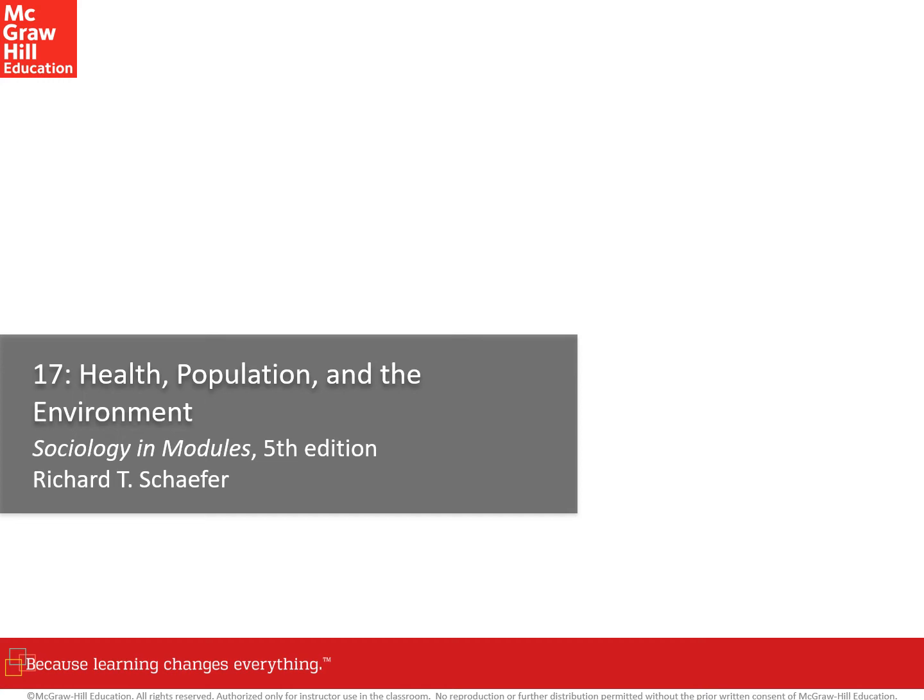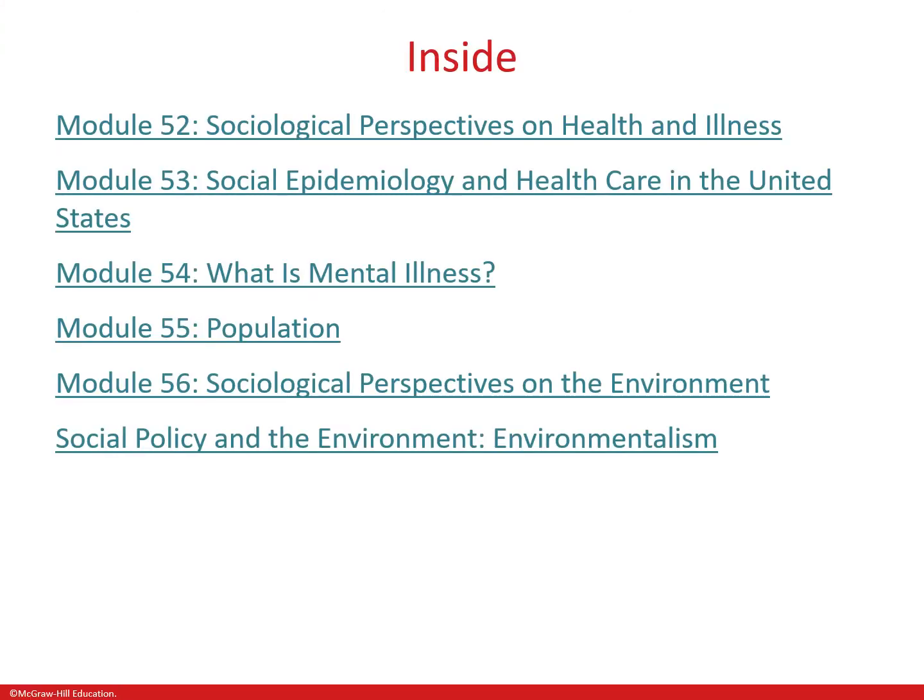Chapter 17, Health, Population, and the Environment. This chapter covers a number of modules. We are going to focus on health, health in the United States, social epidemiology, and population.